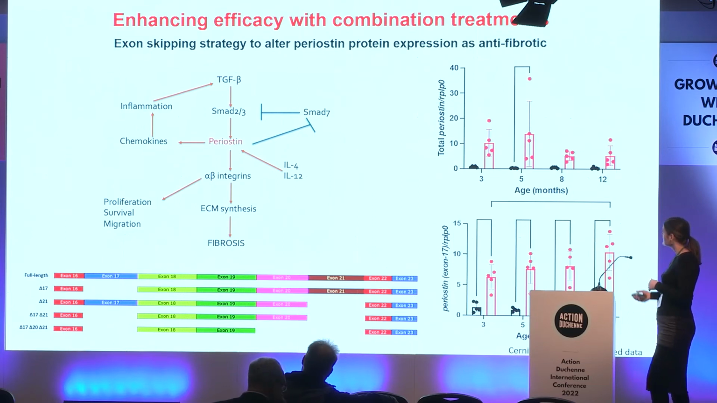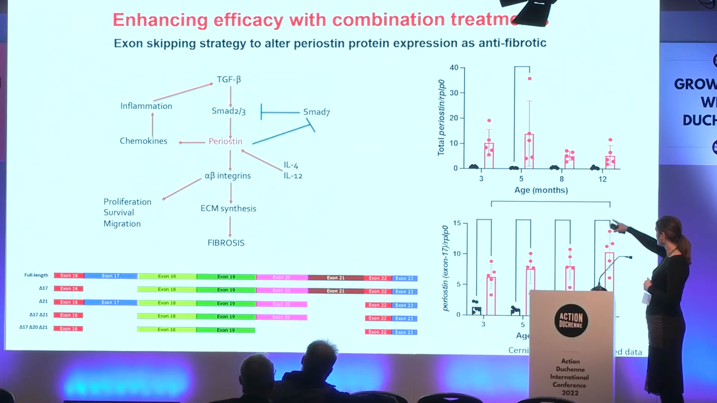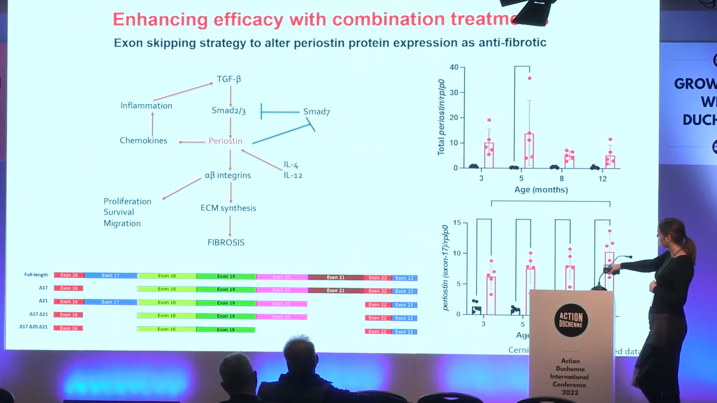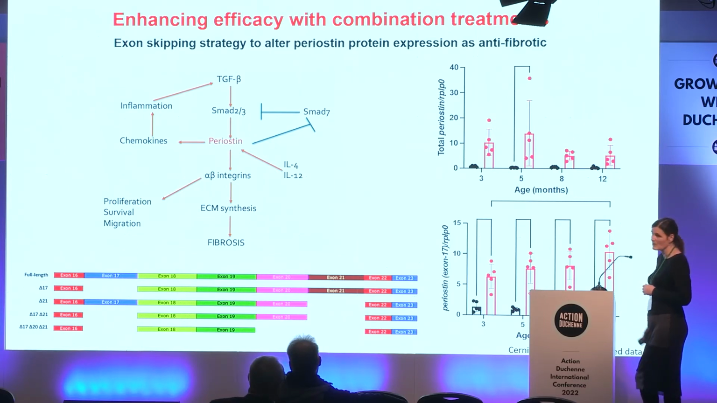So we wanted to show the levels of periostin in muscle in the MDX mouse compared to wild-type mouse at different ages, because obviously fibrosis increases with age. And you can see in that top graph there that at 3, 5, 8 and 12 months, the levels of total periostin is always higher in the MDX, which is shown in the red. And then when we look at the exon 17 containing, again, there was much, much more in the MDX compared to wild type, and that exon 17 containing increased with age. So that was work done by a brilliant PhD student. She's just doing her corrections now.